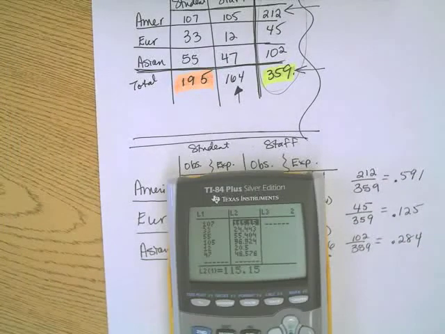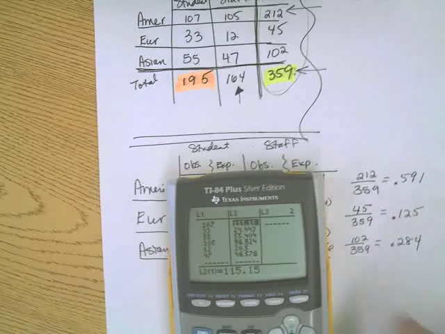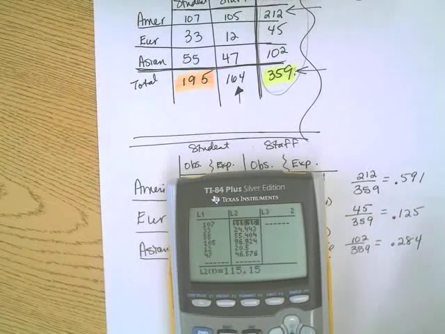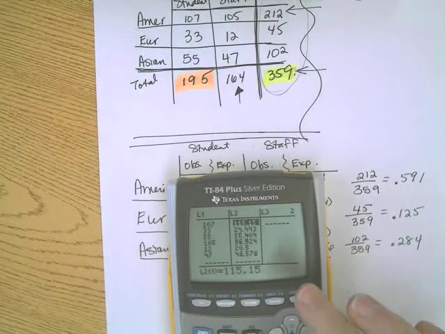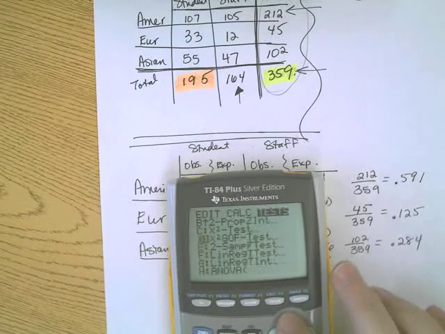Now I'm going to do my chi-square goodness of fit test, even though I'm testing homogeneity. I've got to do this part. So calc, test, go here, and this is going to give us our results. L1 and L2.